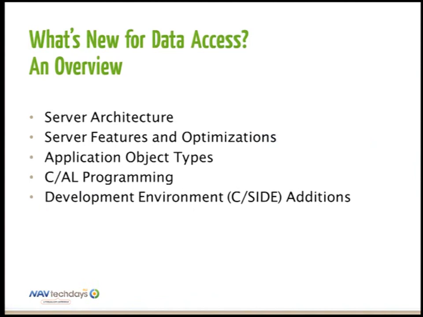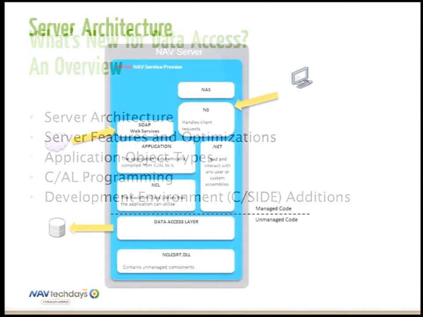In just 5 bullet points, we'll run through the server architecture and list some of the optimizations and features that we added in there. What's happened to the set of application object types and what does that mean to the CAL programming language, and then the development environment.